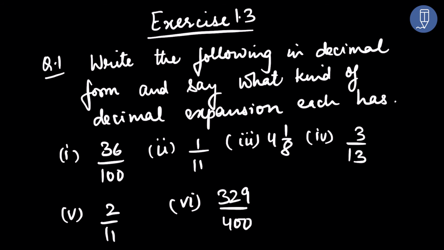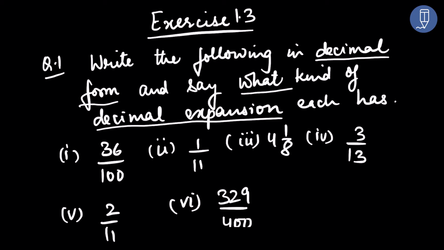In this video, we'll do question number 1 of exercise 1.3. This is chapter 1, number systems. In this question, it says that there are rational numbers given to you. Write them in decimal form. First point. Second, you have to say what type of decimal expansion it is.